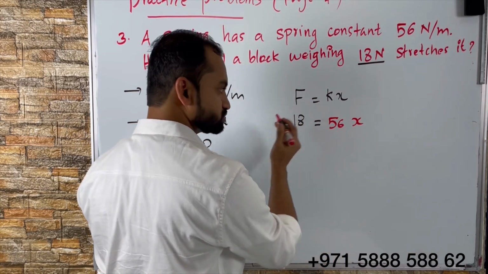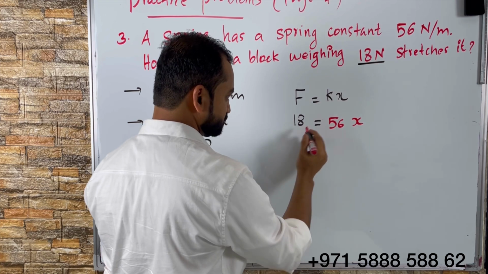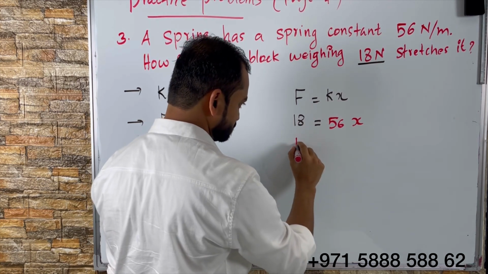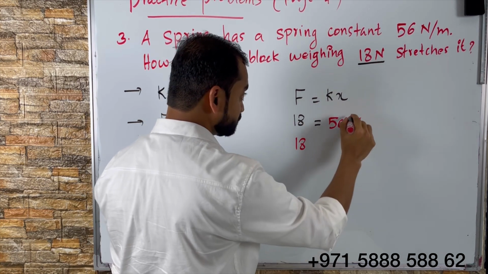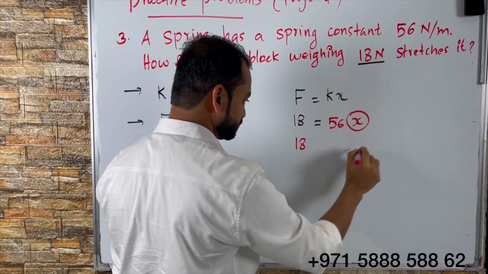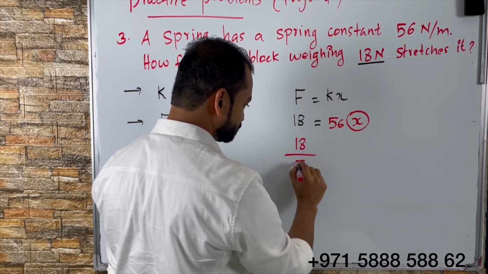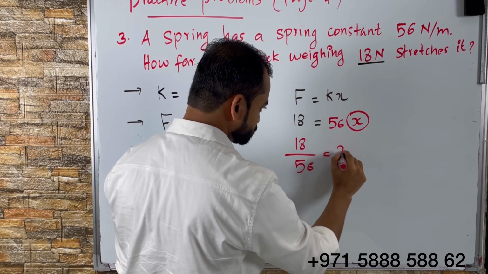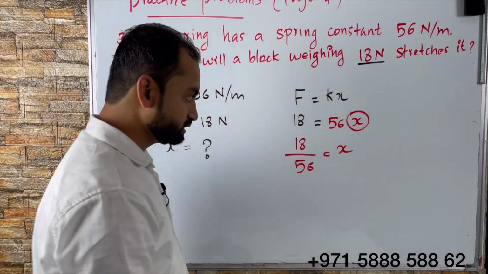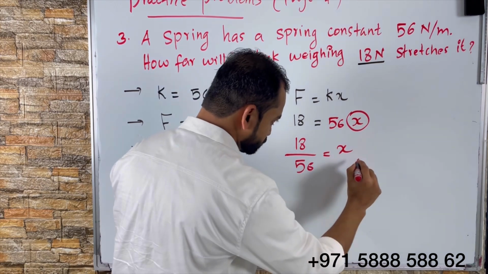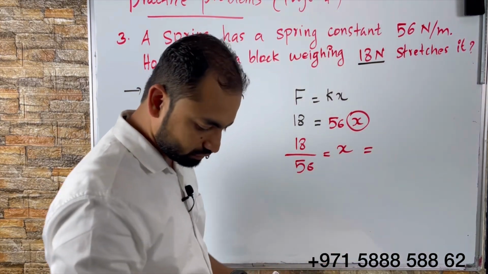So x will cross this bridge. When x crosses the bridge, it will go down, right? No, x we need to calculate, right? So x I will keep here. This 56 will cross the bridge, so x will be here. x is equal to 18 divided by 56.